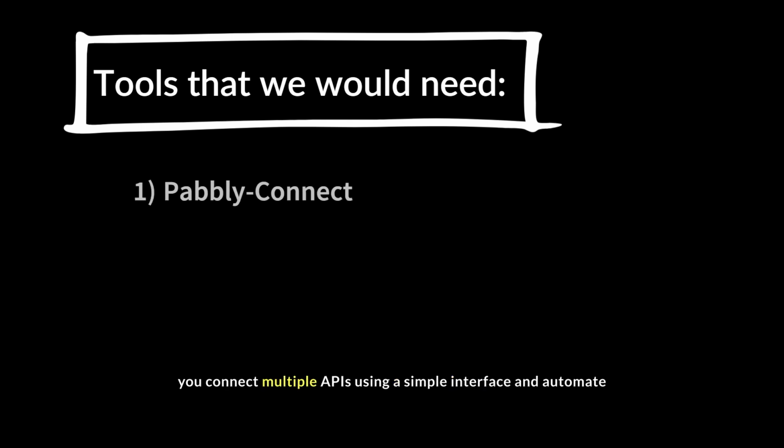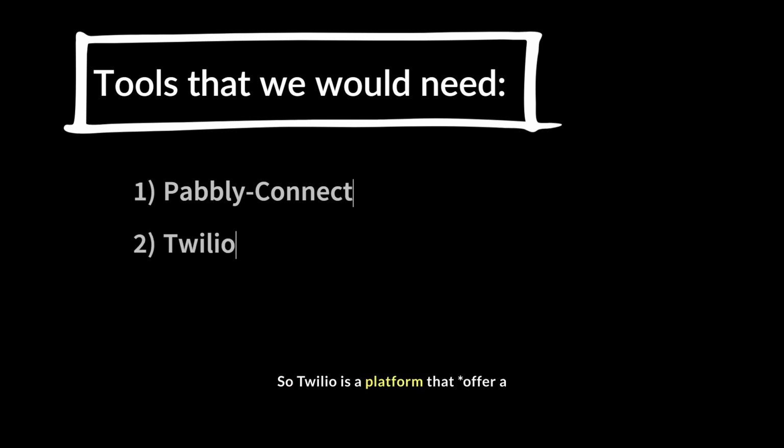Since we will be making use of some tools here, I will explain what these are. Pabbly Connect is a no-code automation tool that lets you connect multiple APIs using a simple interface and automate a lot of creative things that you would otherwise spend a lot of time doing manually. Twilio is a platform that offers a bunch of services, including purchasing a phone number or sending an SMS. Feel free to explore that as well.